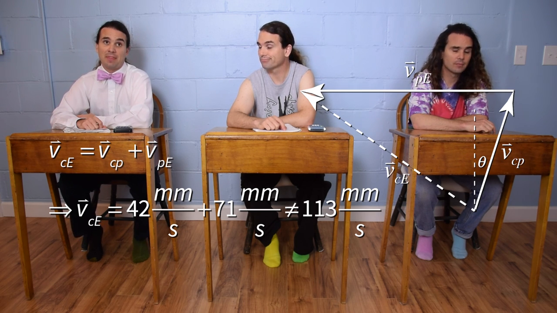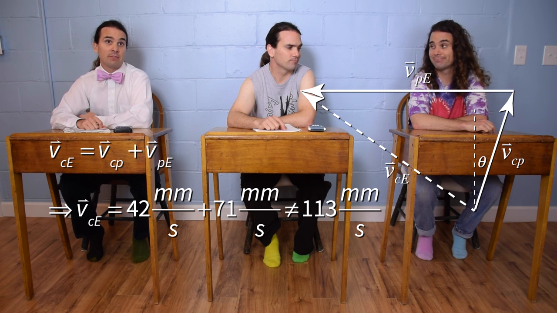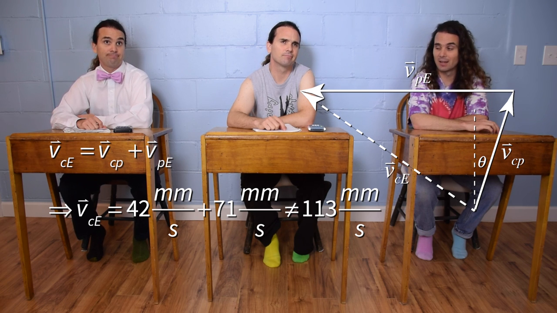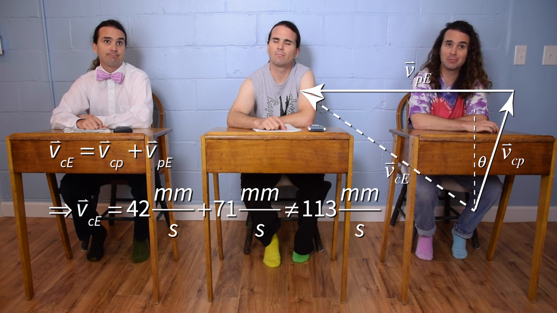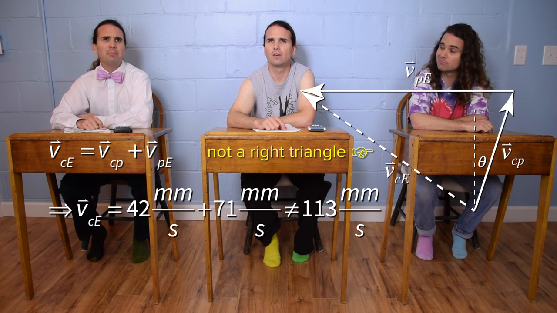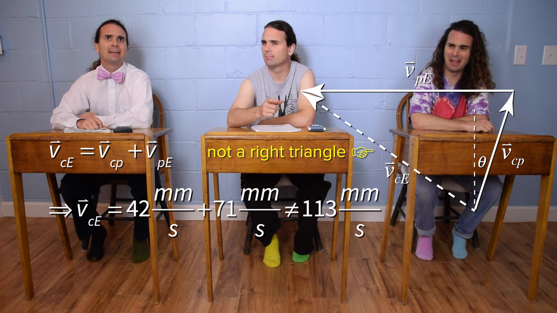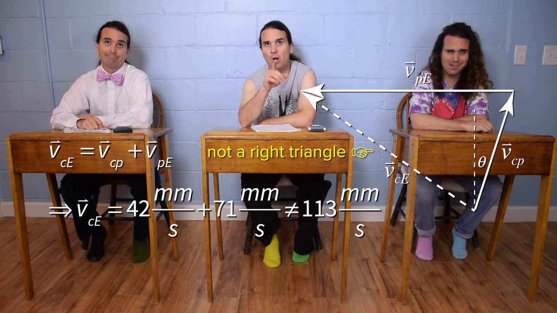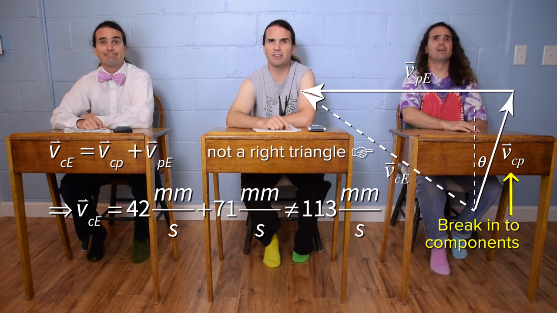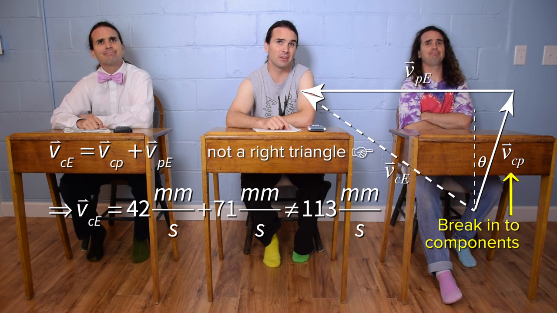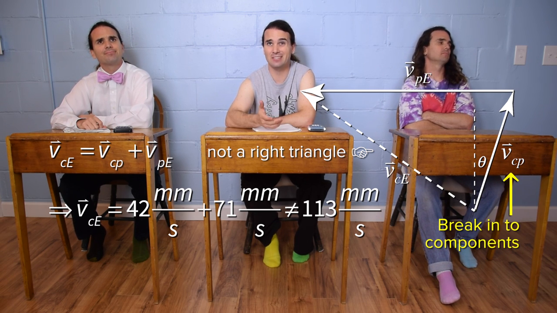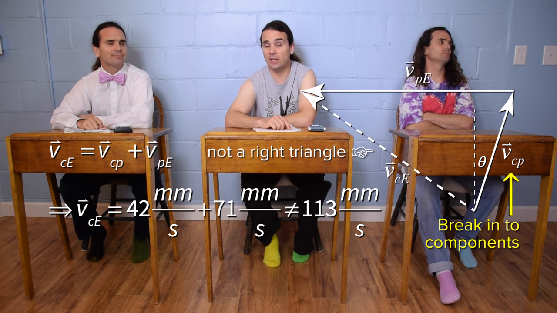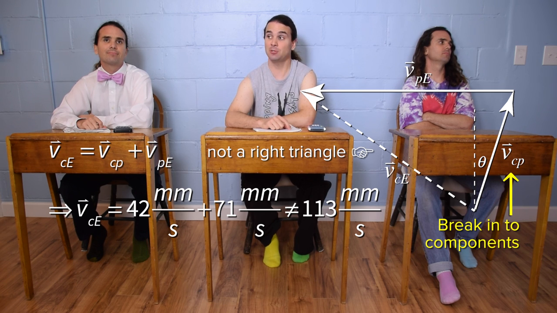So we need to use the Pythagorean theorem to find the magnitude of the velocity of the car with respect to the Earth. We can't use the Pythagorean theorem because that's not a right triangle. Oh, Blimey, you're right! Components. We need to break the velocity of the car with respect to the paper into its components, because it's not directly in the X or Y direction, then we can make a right triangle. And Bob's your uncle!